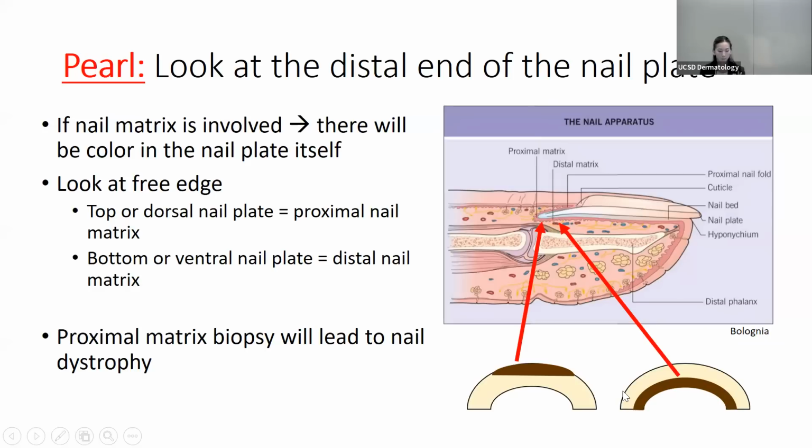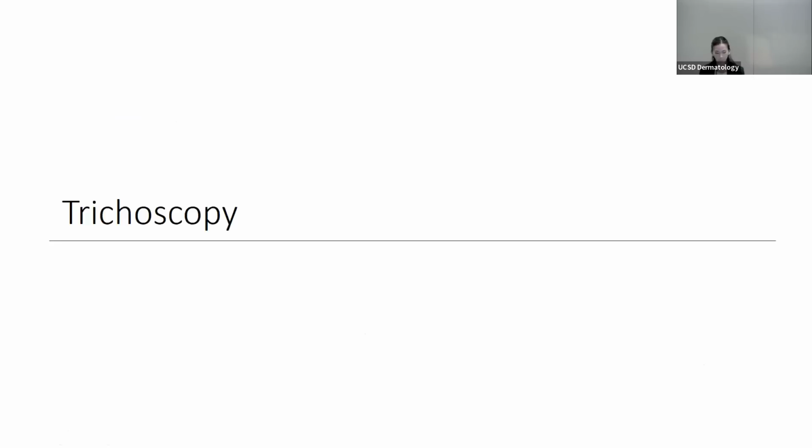So you can look at the nail and then determine where in the nail matrix, proximal or distal, the lesion is. So that can help you if you're going to biopsy the lesion. And then you also want to counsel the patient too, because if it's proximal matrix, probably there's going to be some permanent nail dystrophy if you biopsy.